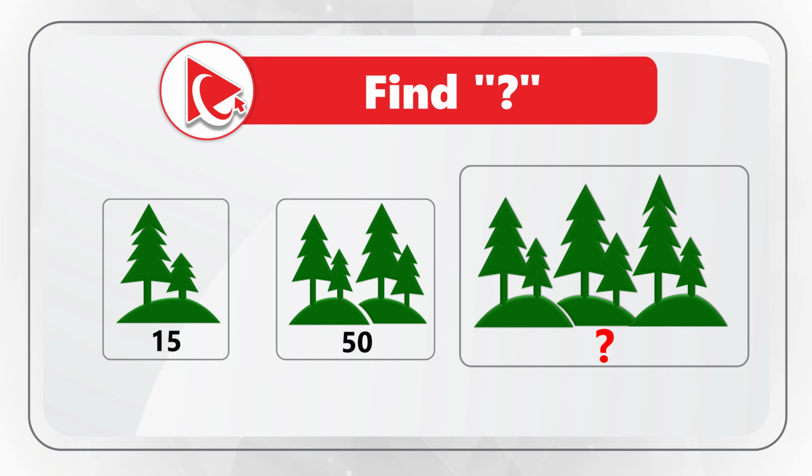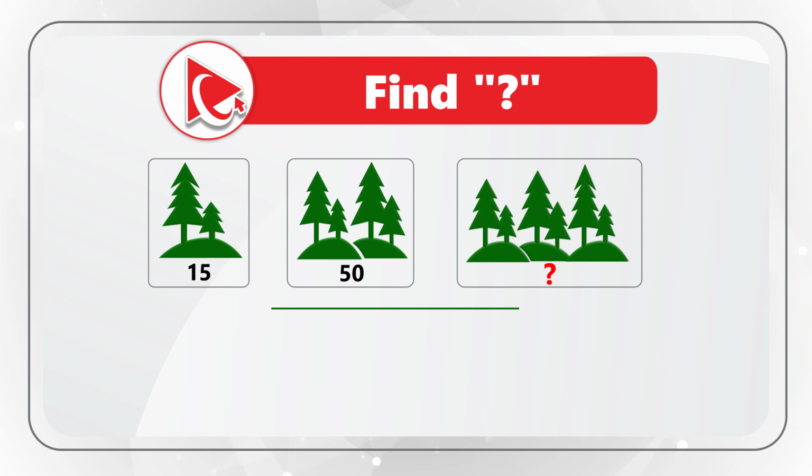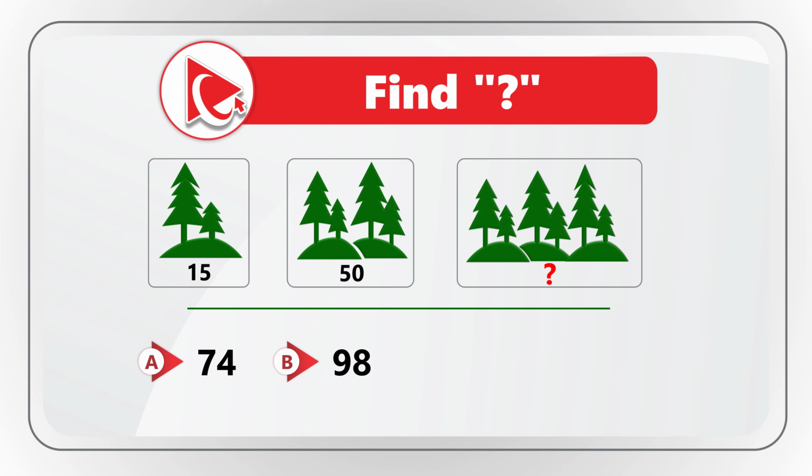You need to calculate and select the missing number out of 4 different choices. Choice A, 74. Choice B, 98. Choice C, 109. And choice D, 117.